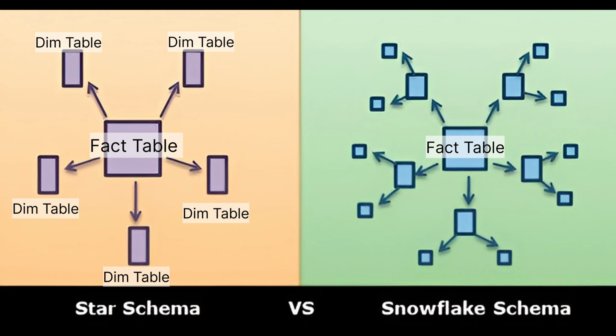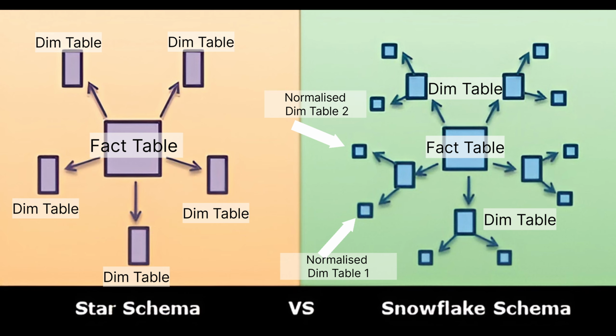On the right hand side we have the Snowflake schema. Here you can see that the fact table is connected to the dimension tables similarly, but those dimension tables are further split into smaller tables, okay. That's why you see additional small boxes which are connected to the dimension tables. This reduces duplicate data but increases the number of joins and makes the model much more complex, okay. So in short, just remember, star schema means fewer tables and better performance, while Snowflake schema means more tables and less data duplication but more complexity.